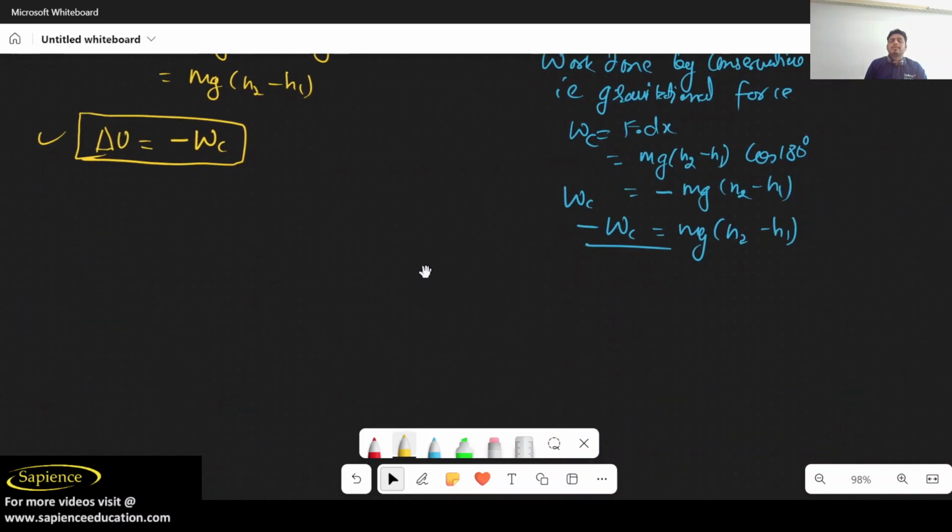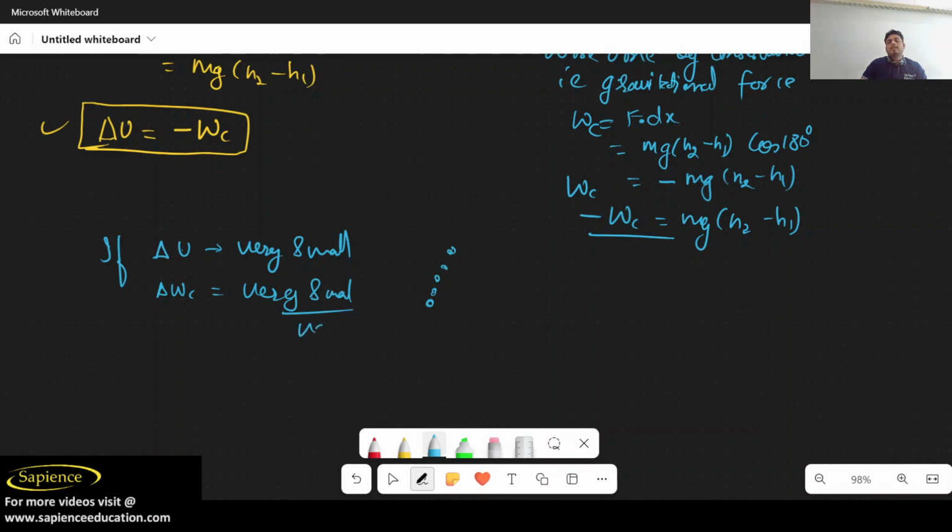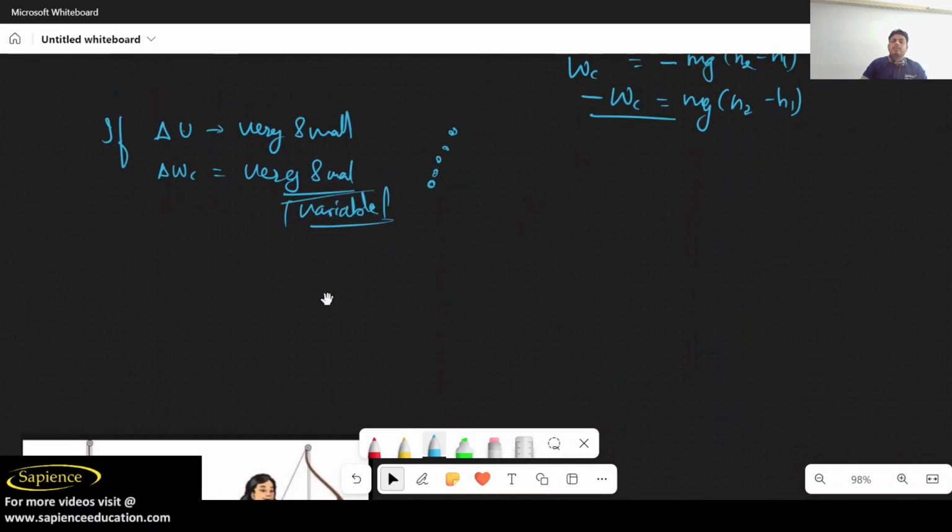Now let us consider one more definition of conservative force. If we talk about very small work done, if delta U is very small, and delta W by the conservative force is very small, small work done has been done, and both are variable. If both are variable, how will you write this? As we know, when we talk about a small thing, we should write here, delta U is equal to negative of delta W, or dU is equal to negative of dWc. Okay.